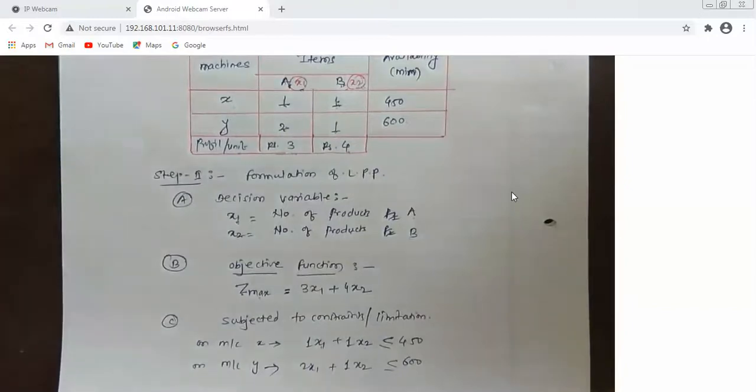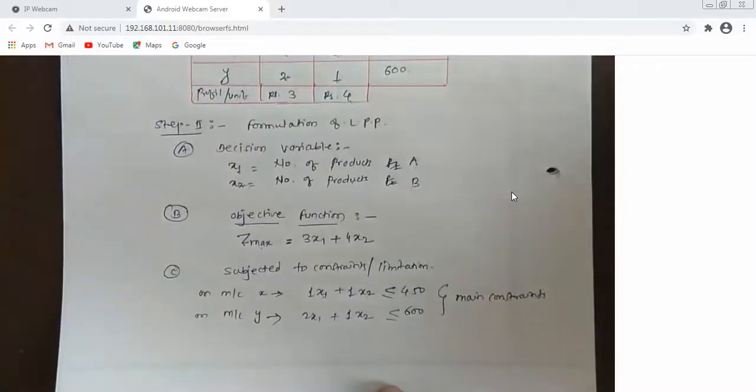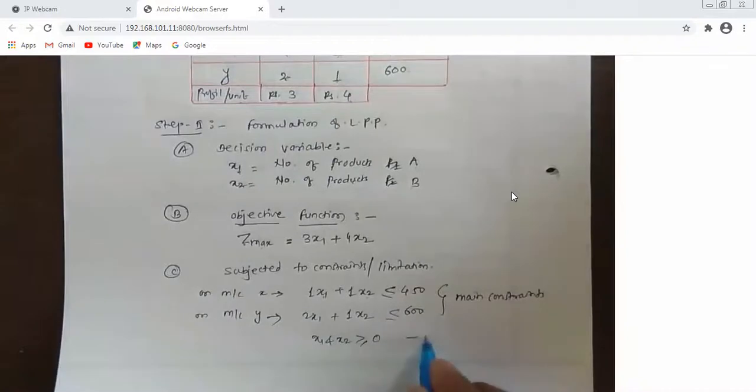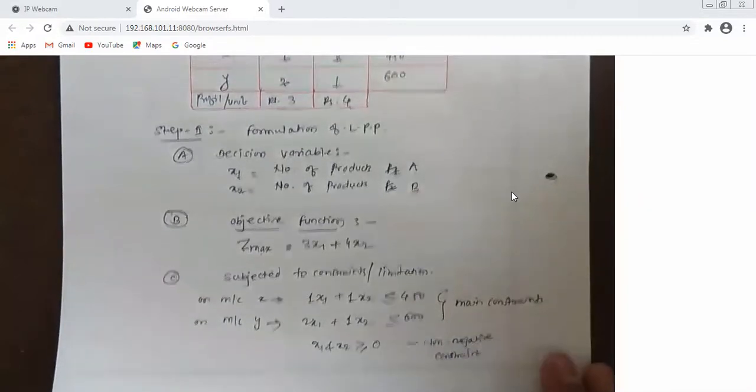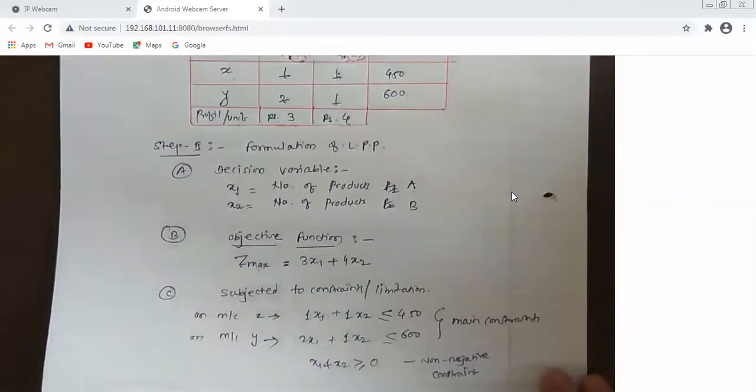So these are nothing but our main constraints. And I have told you that from our side we'll add one more constraint, that is the non-negativity constraint, that is x1 and x2 are greater than or equal to 0. This is called the non-negative constraint. Now what we did, we converted this given numerical into the form of equations with the help of different variables. So here the variables are x1 and x2.